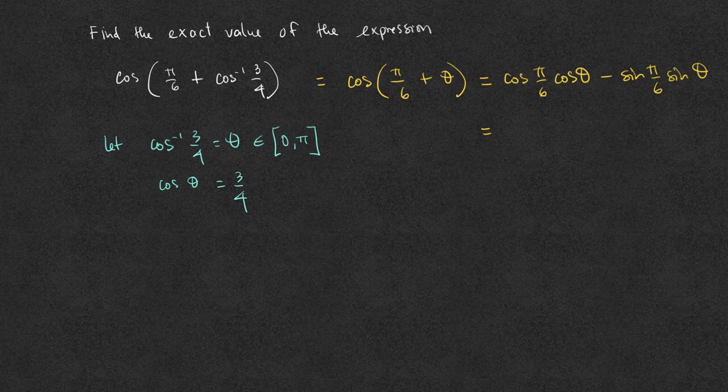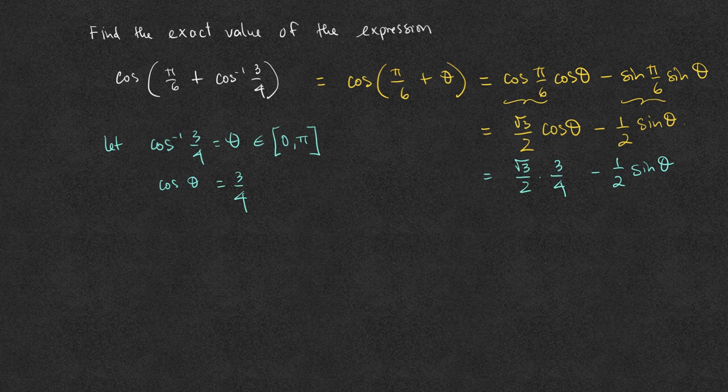Now, we know what cosine of pi over 6 is. It is root 3 over 2. We don't know what cosine of theta is. Minus sine of pi over 6, we know what it is. Sine of pi over 6 is 1/2, and we don't know sine of theta. But do we know cosine of theta? We do. Cosine of theta is 3 over 4, and so we will replace cosine of theta with 3 over 4. Rewrite everything. We still need to find sine of theta to finish this evaluation, but knowing cosine of theta, we should be able to find sine of theta.